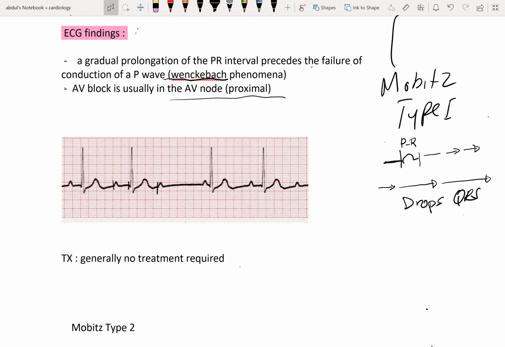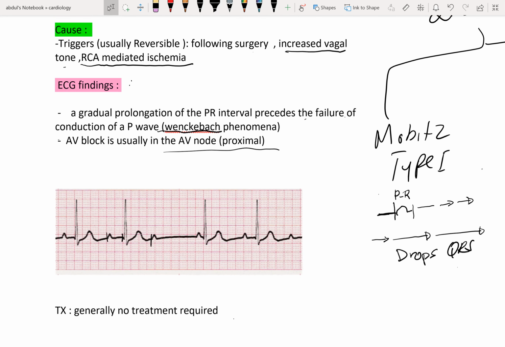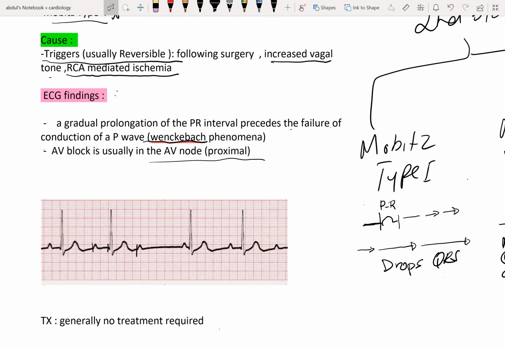So usually there's no treatment for this as well, and if there is any treatment, the underlying mechanism is taking care of, for example, decreasing the vagal tone, or taking care of the ischemia if there is ischemia happening. Any triggers are usually, as it says, reversible. So the possibility is that this is not a long-term problem, and it can be taken care of.